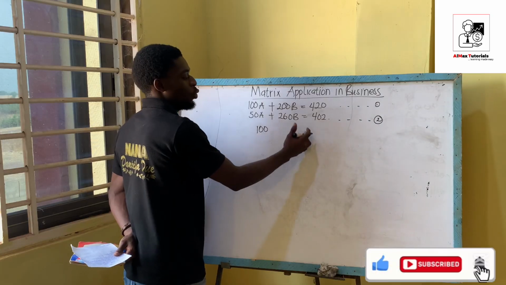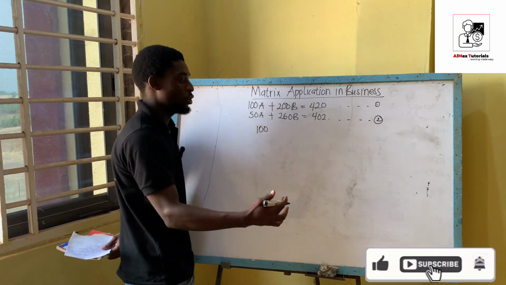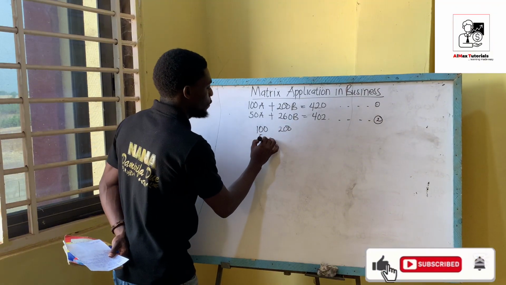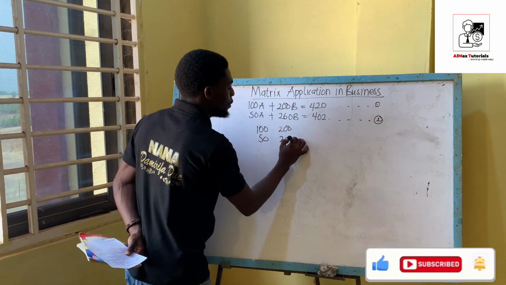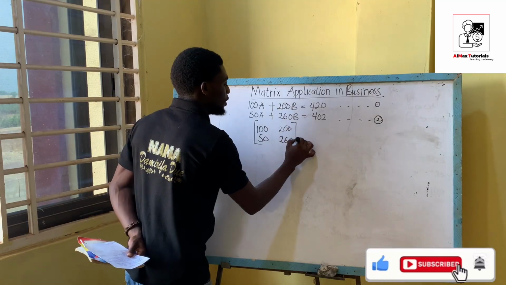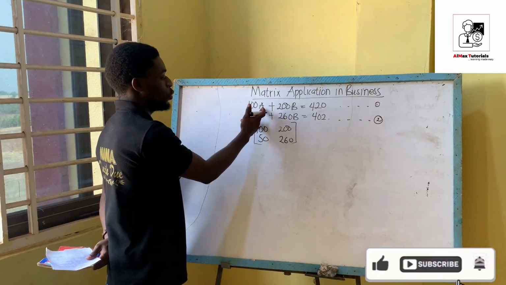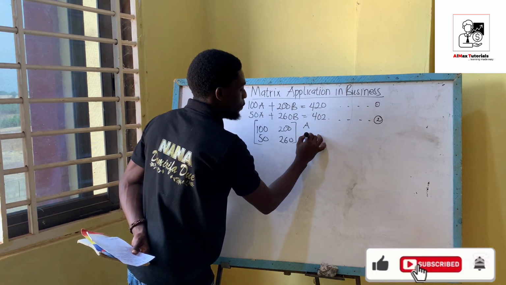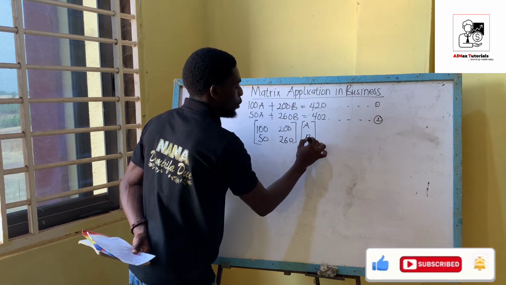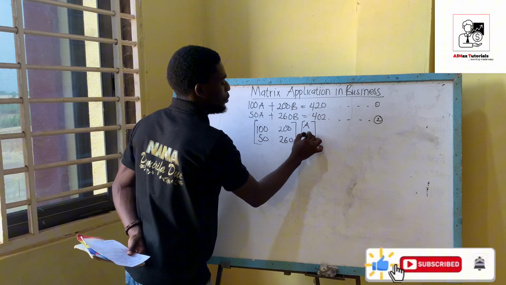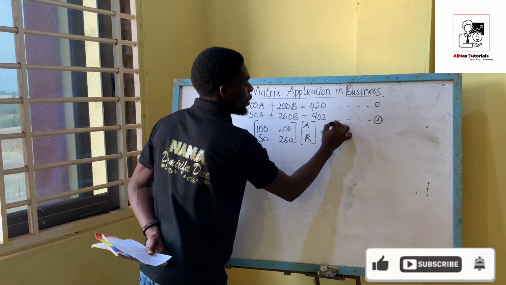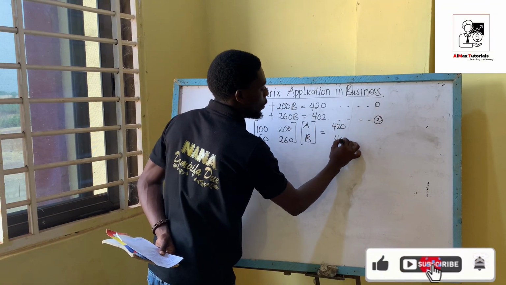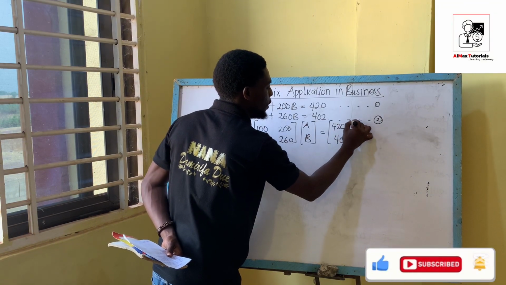After that, we represent all the variables also in a matrix form. So, we have 100, 200, 50, 260. Now, these are the constants that we have. After that, we have also the variables, which is A and B. So we have our variable A, variable B, where A represents the R max, then B represents the U max. Give us a combined market value of 420 and 402 respectively.